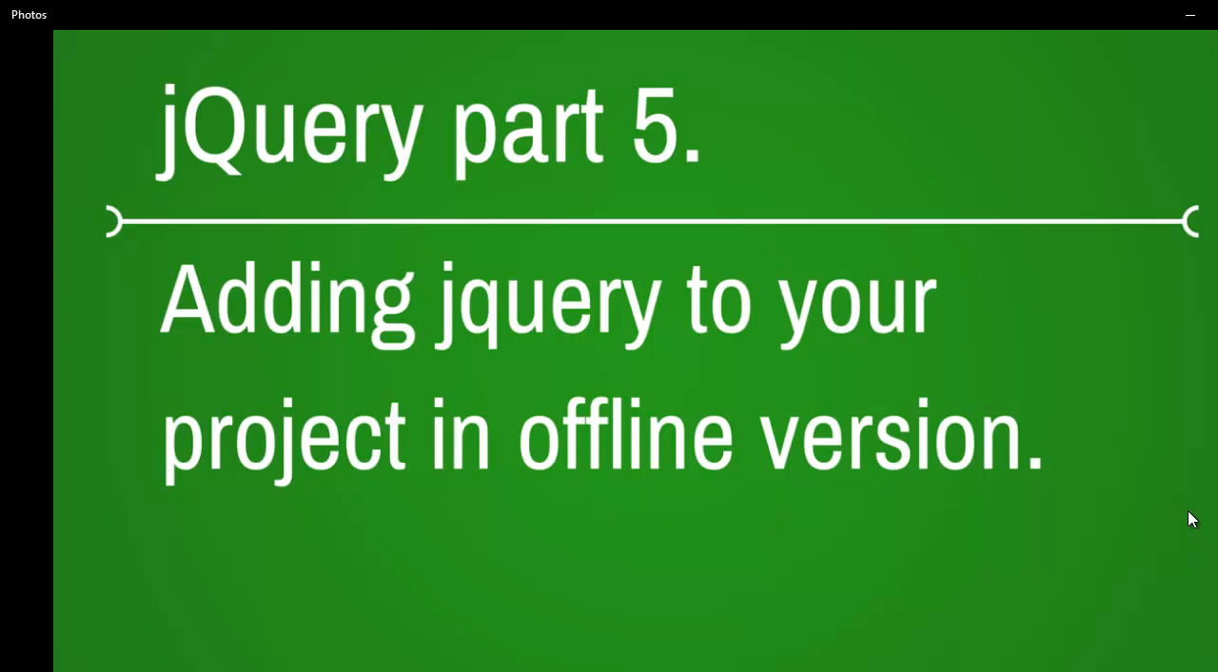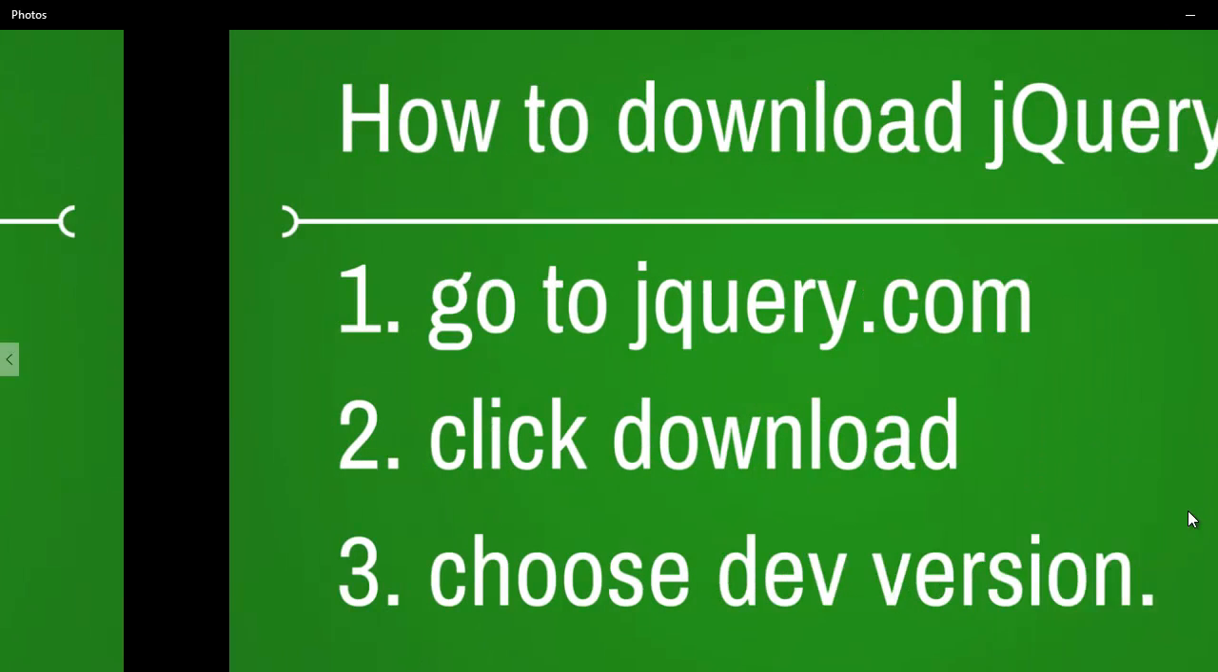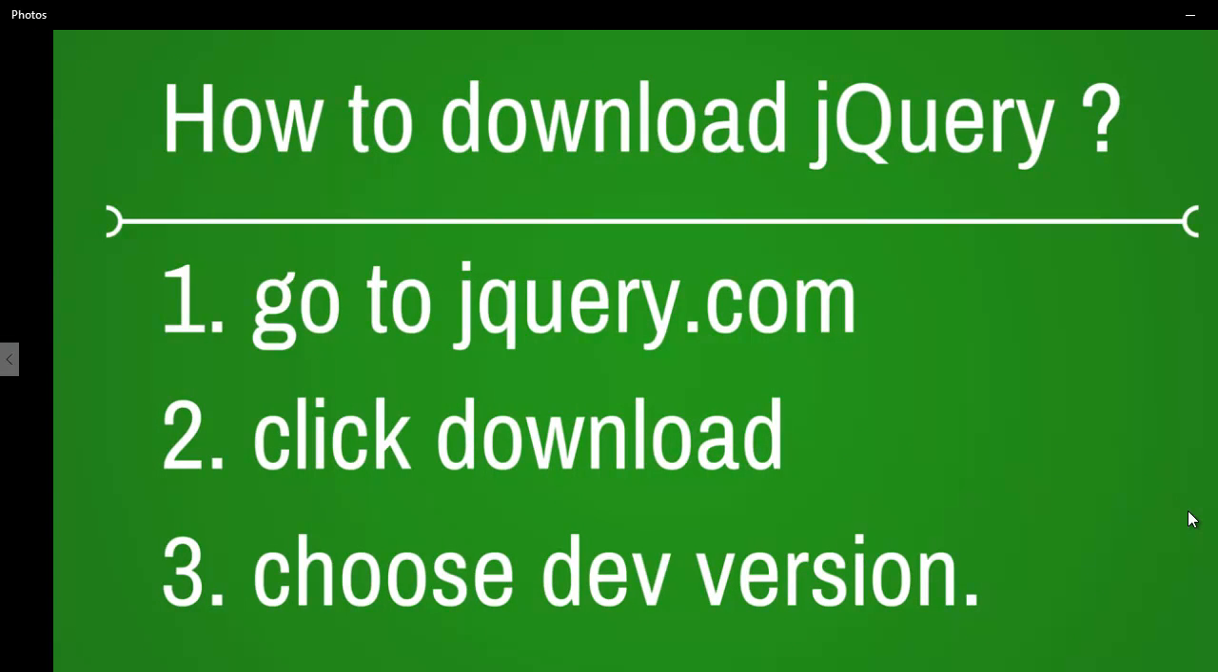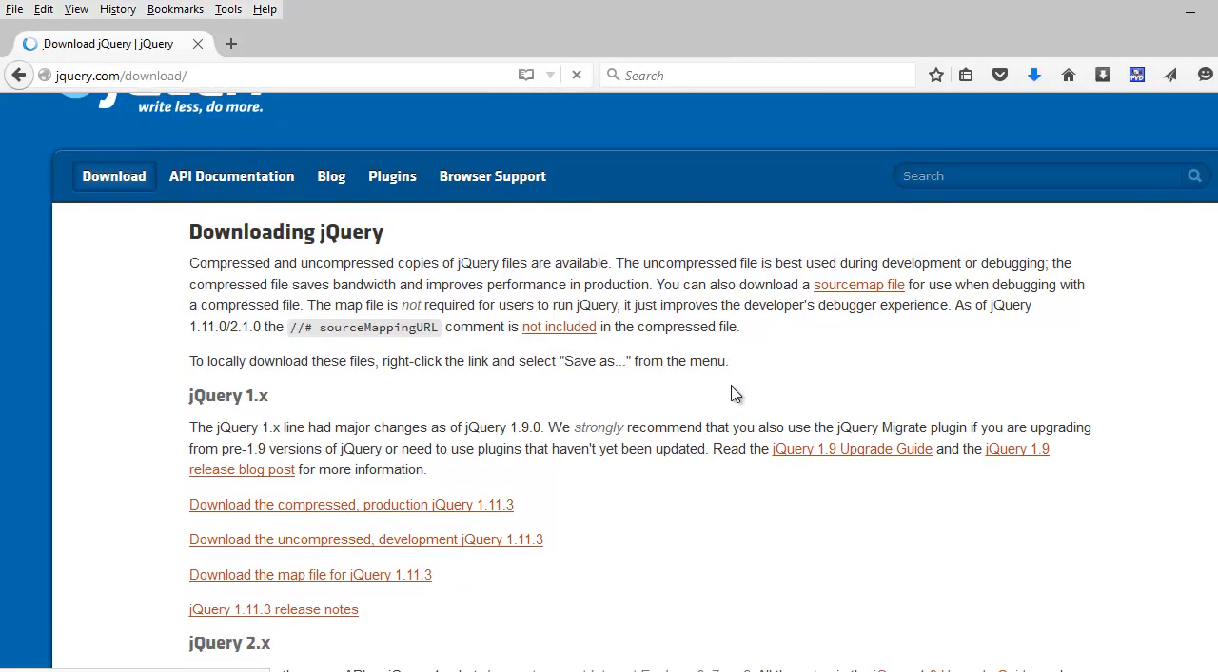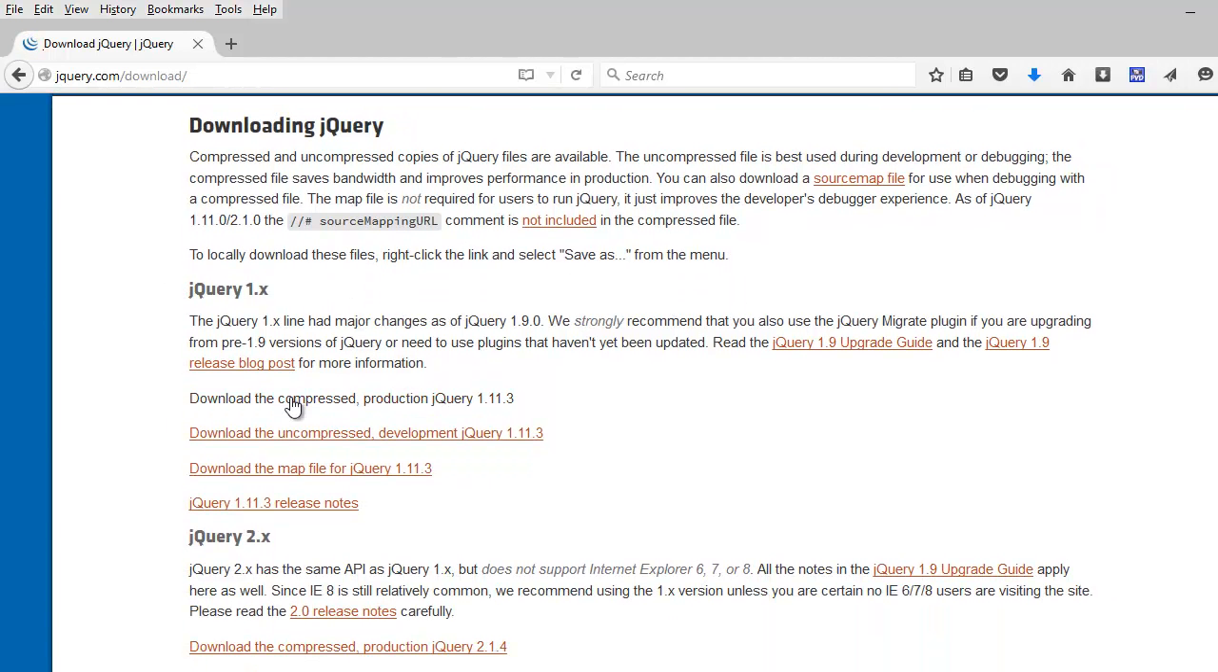In my case, my tool is Visual Studio. So let's move on and download jQuery. We go to jquery.com, and there's a download link. Let's click on that. Once you click, it will show you that you have two versions available: one is the compressed and another is the uncompressed version. Right now we are developing, so we are going to use the development version.